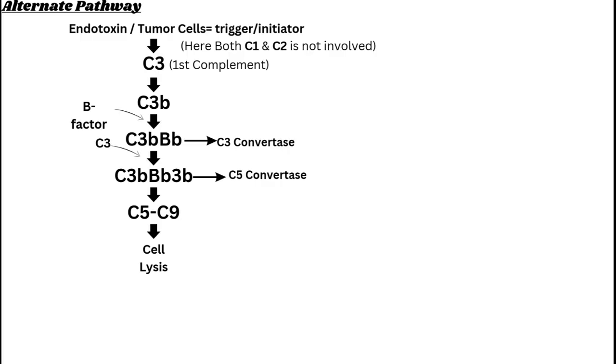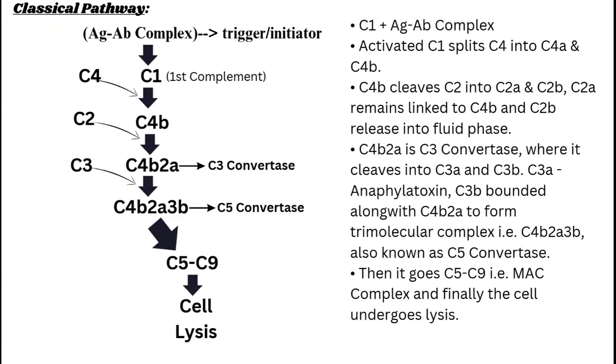Then the same procedure will keep on going like the previous two pathways. The C5 to C9 will form the membrane attack complex. After that, the cell lysis will happen. So these are the three pathways that we have discussed till now.